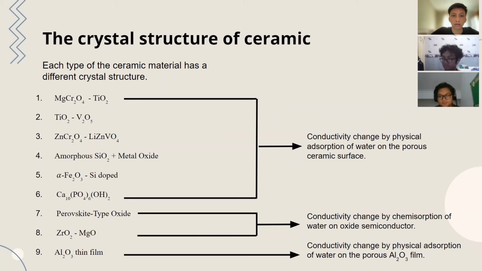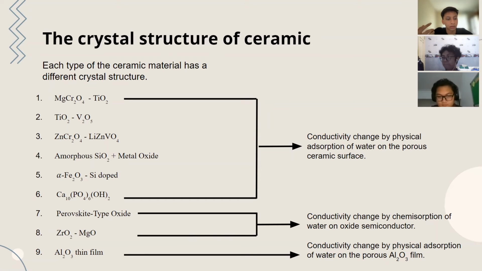Next is the crystal structure of the ceramic. So the sensing element of the ceramic humidity sensor varies. Each type of ceramic material has a different structure. As I mentioned before, the conventional materials used are metal oxide, spinel, and perovskite type oxides. While the list below is the more detailed name of the material used for the sensing element of the ceramic humidity sensor.